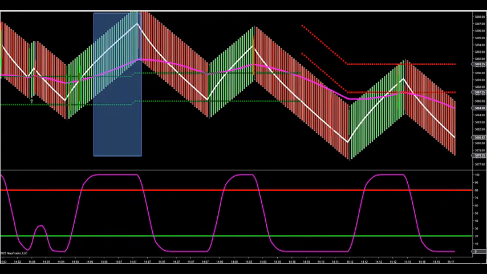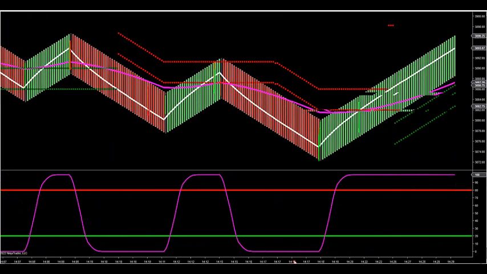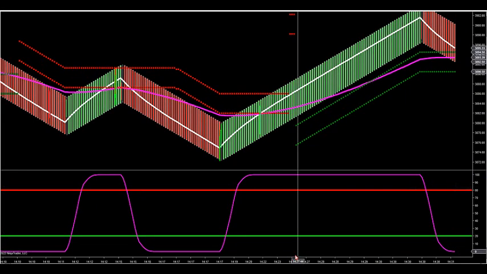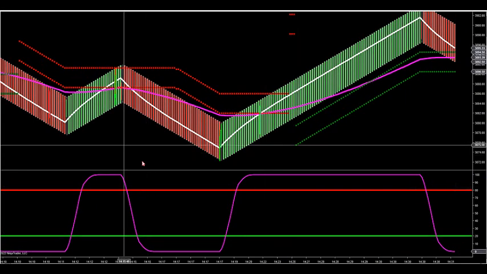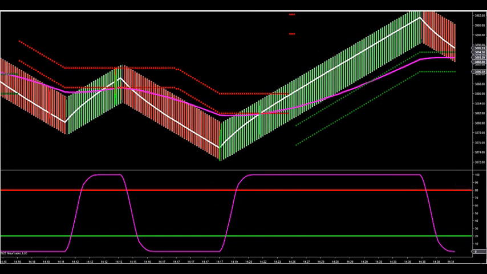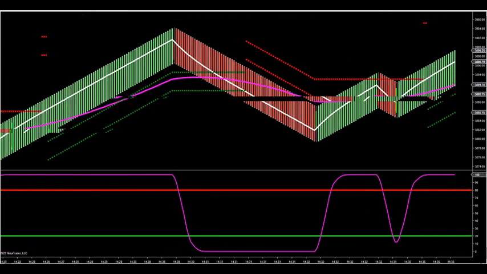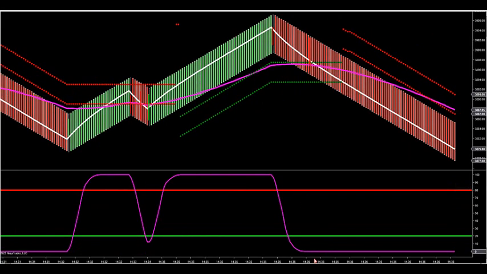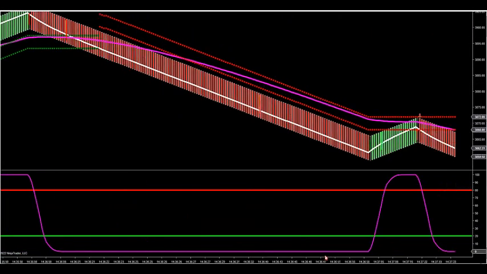So as we move along and go into the close, we'll start looking for FZRs and momentum. No momentum because of the moving average cross. We're getting choppy, still choppy, and then still choppy, no setups. And then we start rolling into trades.